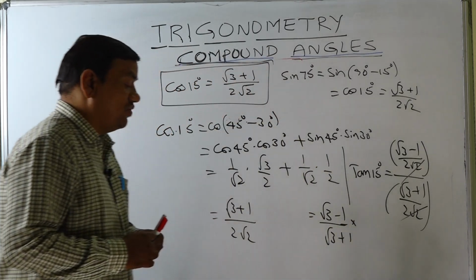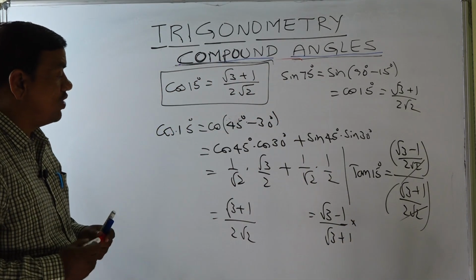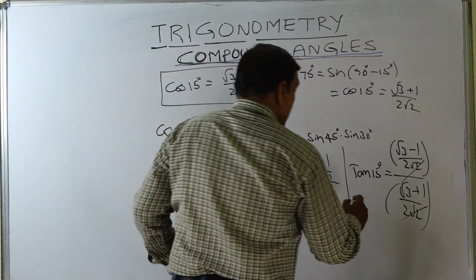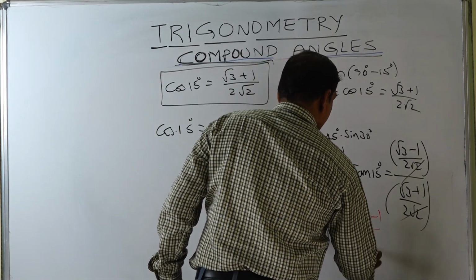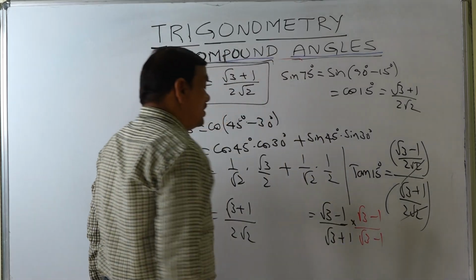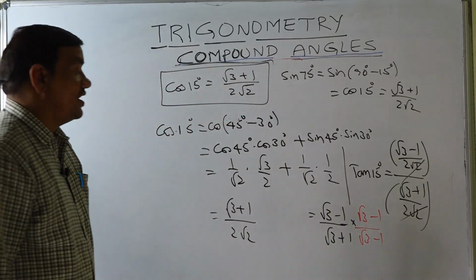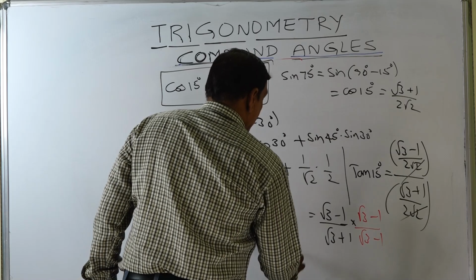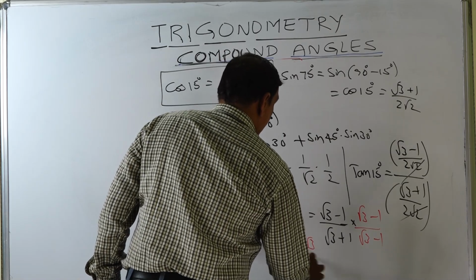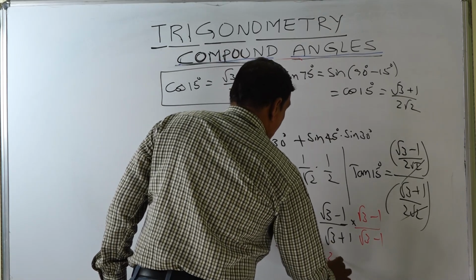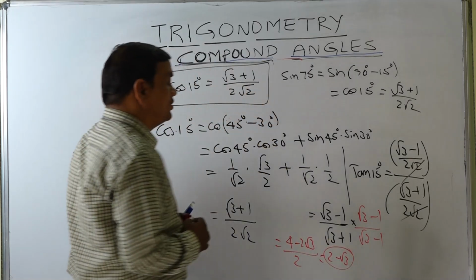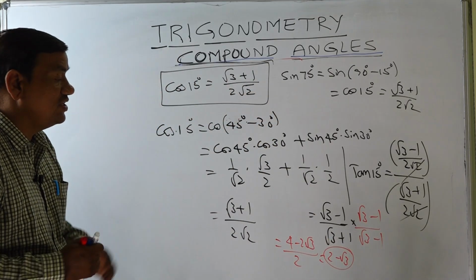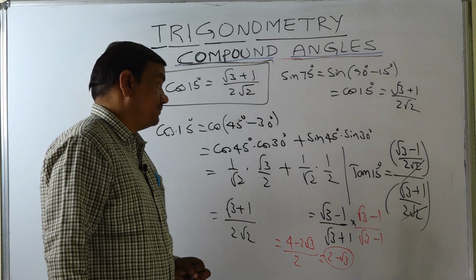Yes, we can still simplify this. So how can we simplify this? By rationalizing, multiplying by root 3 minus 1 upon root 3 minus 1. In the numerator, a minus b whole square, a square plus b square minus 2 root 3, that is 4 minus 2 root 3, and the denominator is 2, therefore 2 minus root 3 is your answer. So tan 15 value is 2 minus root 3.